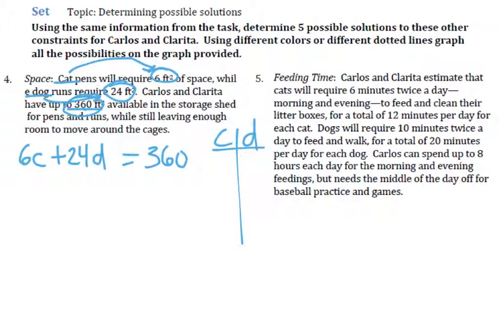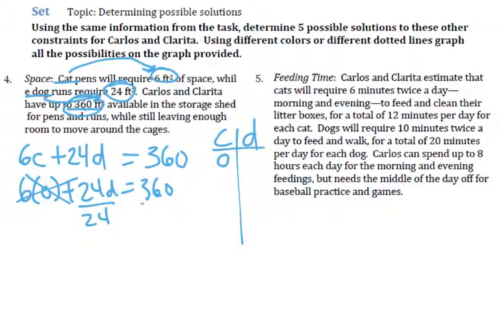A few ways we can do this. It's always a good idea to think about, what if I had no cats and just started with dogs? So I could think of C as 0, and I just have 24D, because 6 times 0 is 0. 24D equals 360, and I divide by 24, and I get D equals 15. Does that work? Let me grab my calculator. Yeah, it checks out. So there's one possibility.